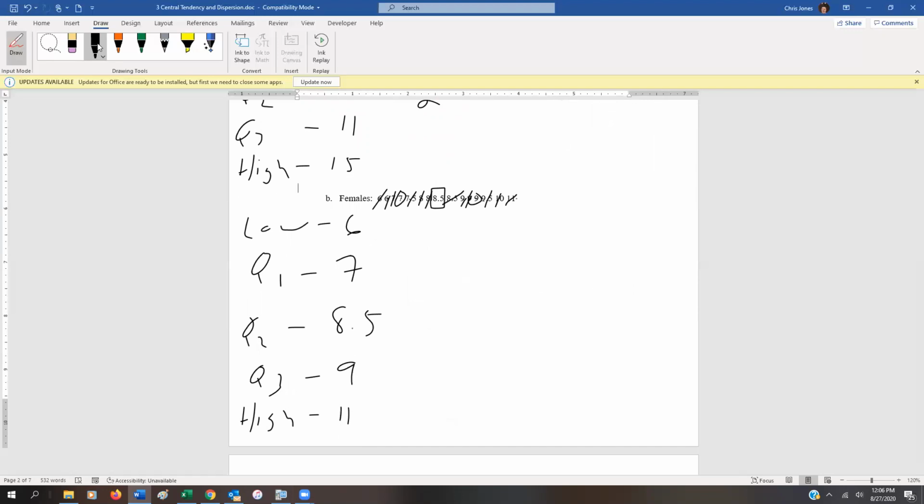In the next video, what we're going to do is we're going to start to be able to graph this, and then we're going to take a look at a numerical measure of how spread out the data is, which is going to be called our standard deviation.